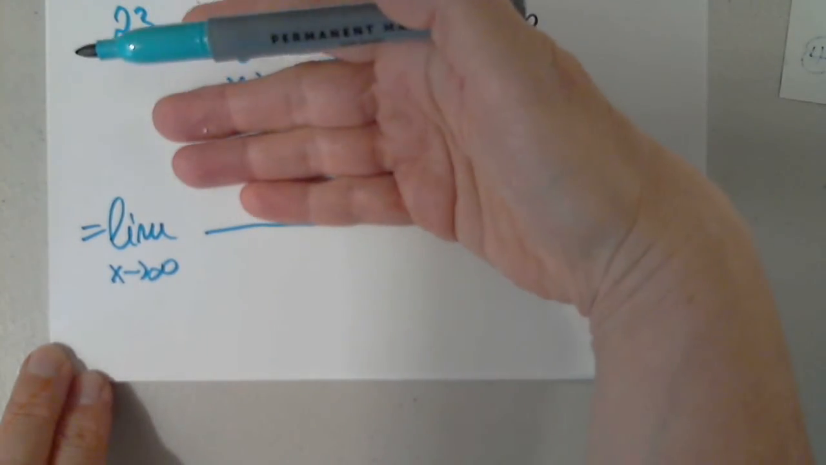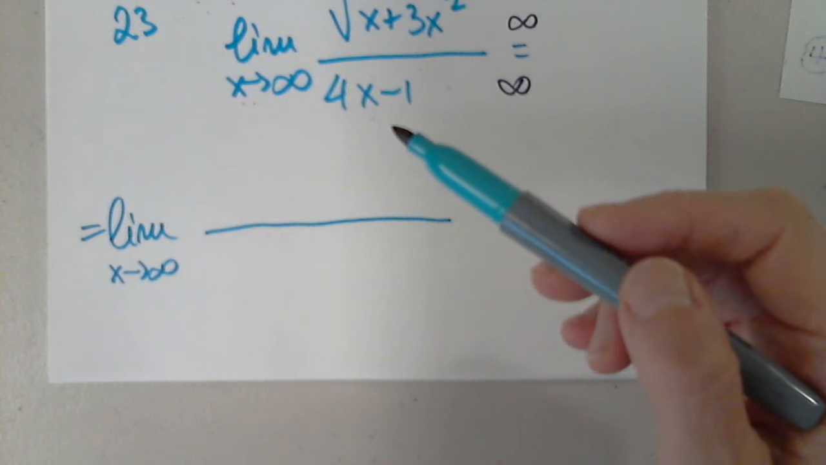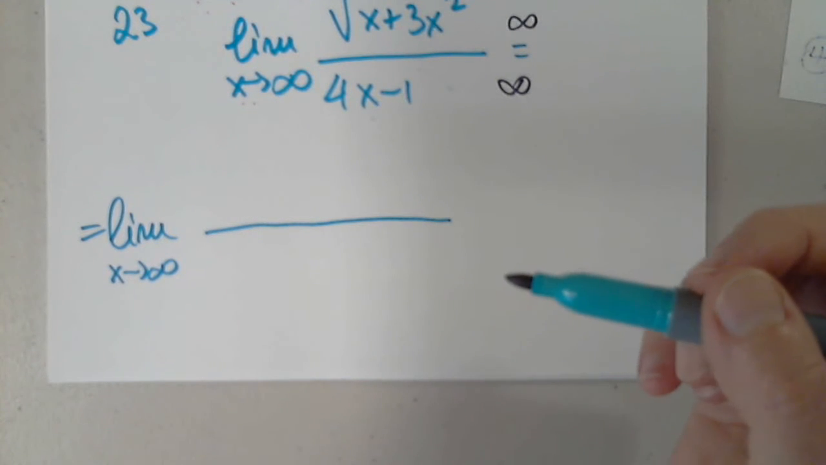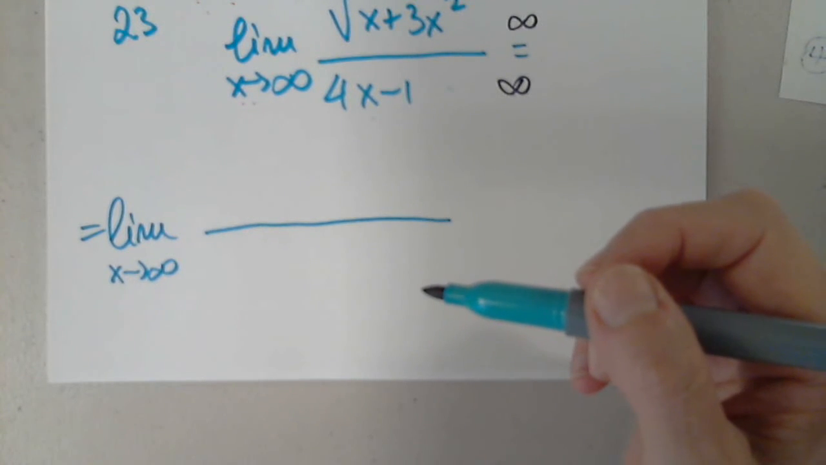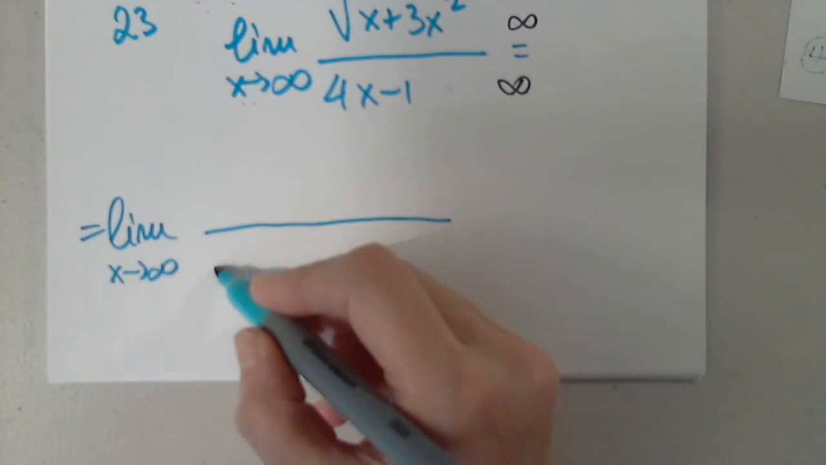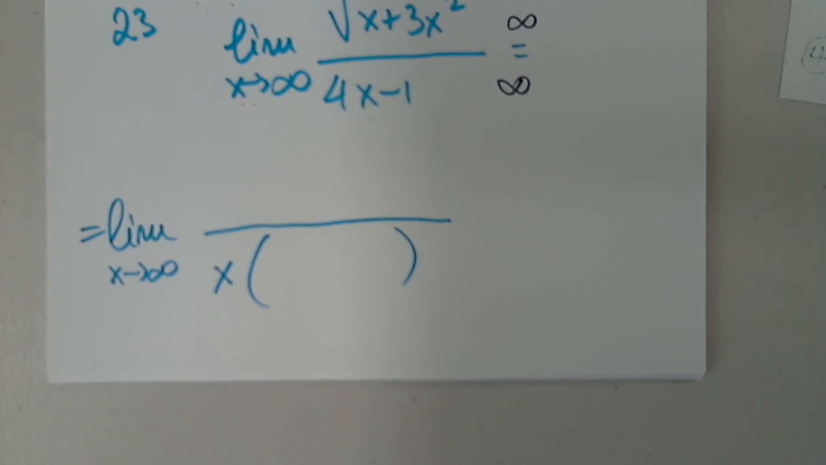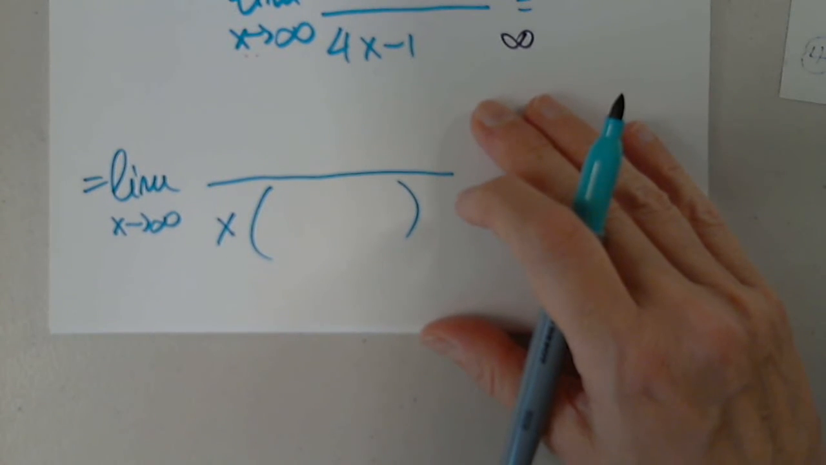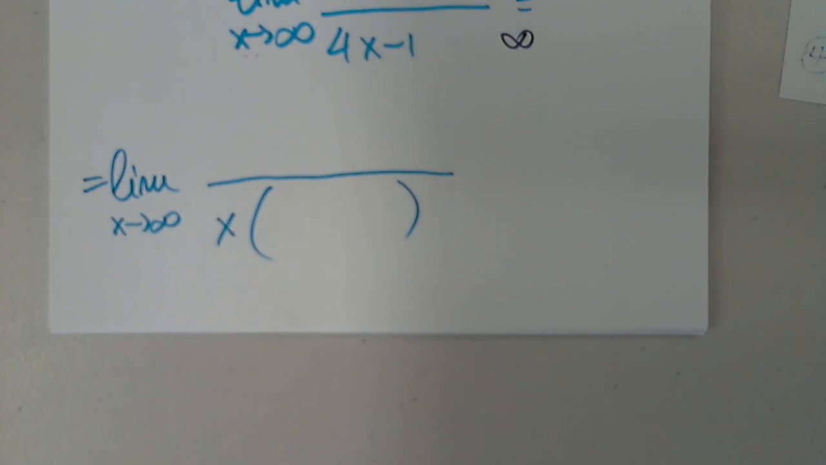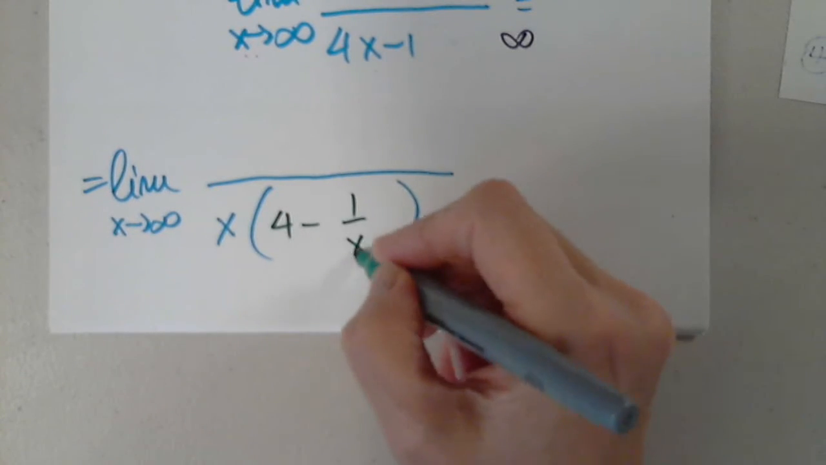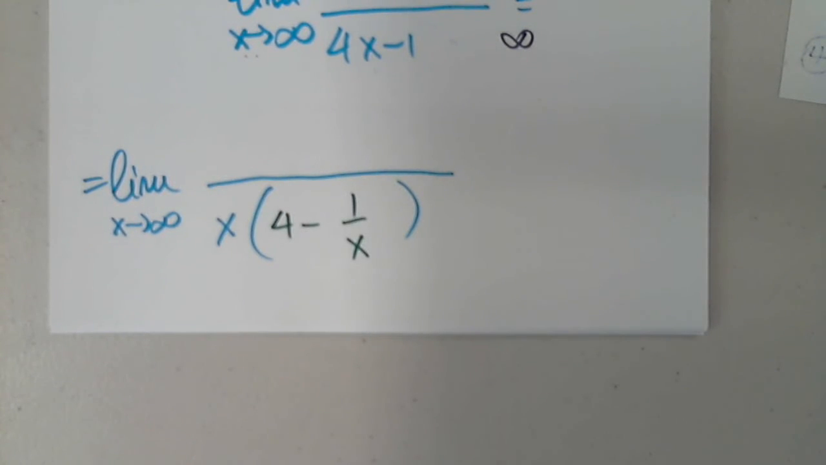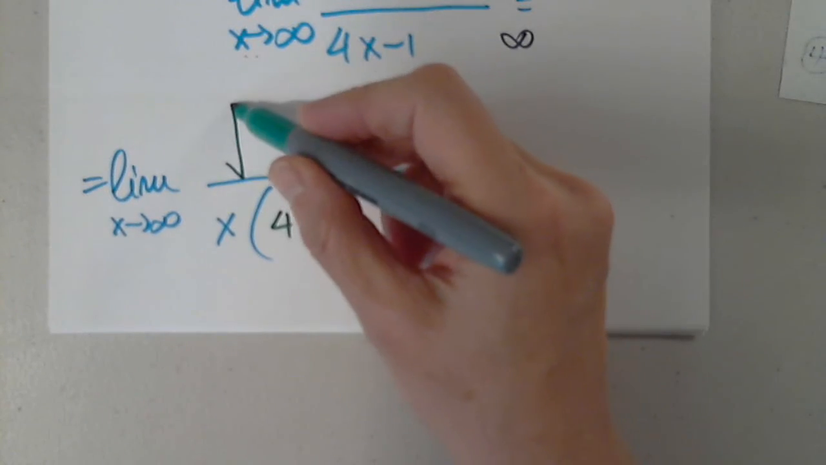What is this? Let's start with the easy part. What is the degree in the denominator? Yes, 1. Very good. Awesome. What will you give me in parentheses? 4 minus 1 over x. Great job. If you understand this, a lot of things will be easy. Very good. Now, I have to keep the square root.